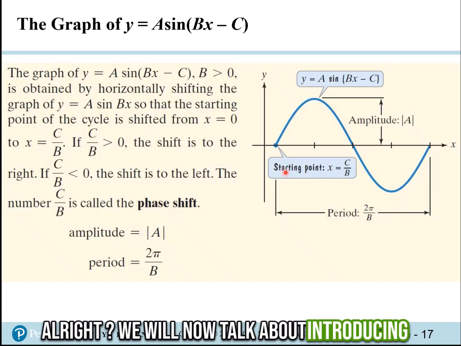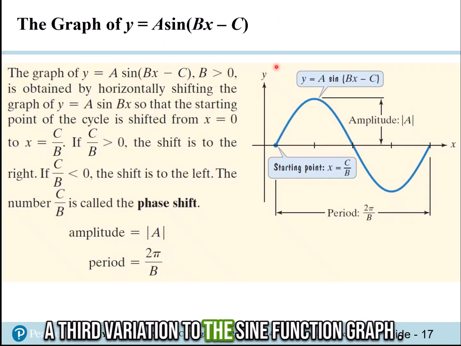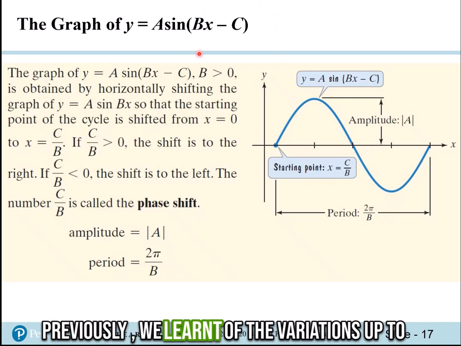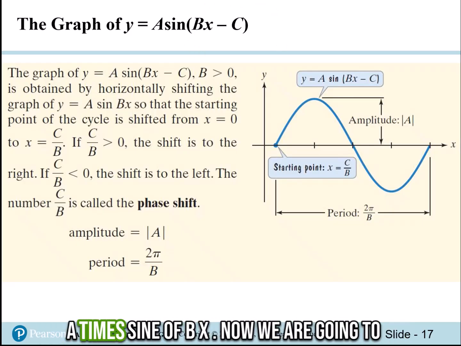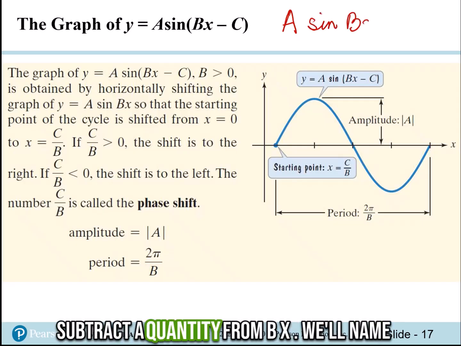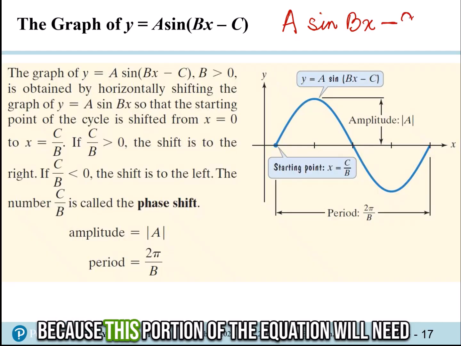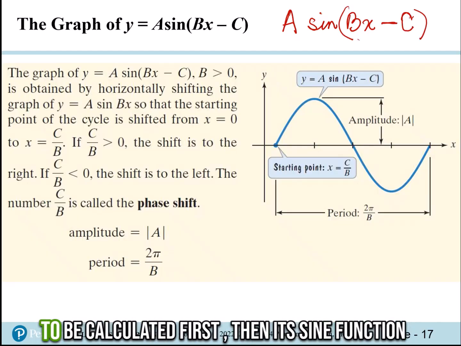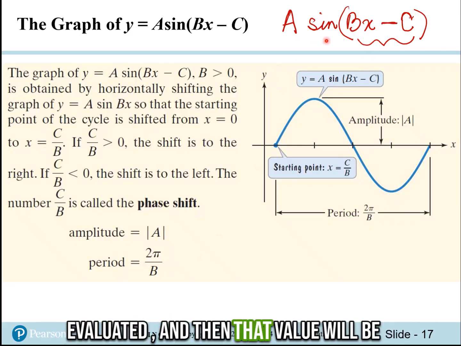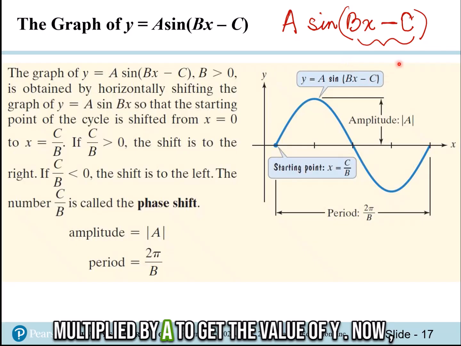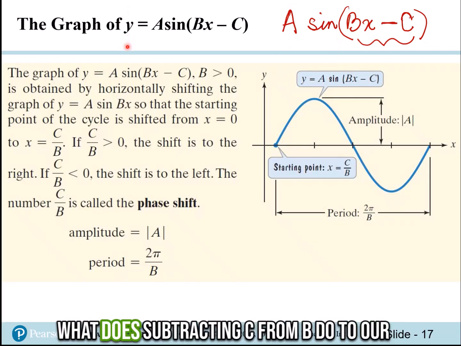We will now talk about introducing a third variation to the sine function graph. Previously, we learnt of the variations up to a times sine of bx. Now we are going to subtract a quantity from bx. We'll name that quantity c, surround it with brackets because this portion of the equation will need to be calculated first, then its sine function evaluated, and then that value will be multiplied by a to get the value of y.